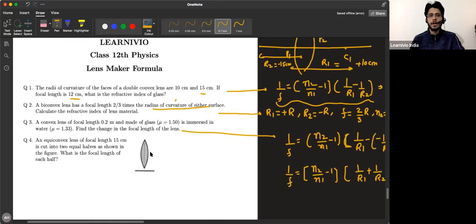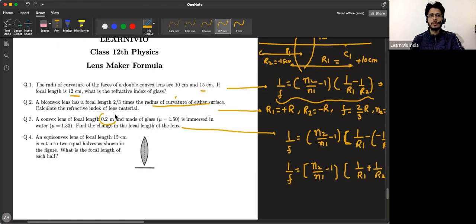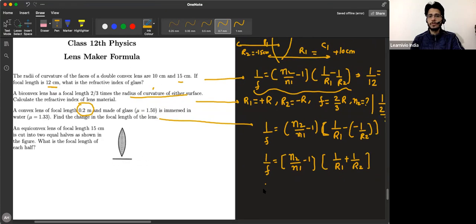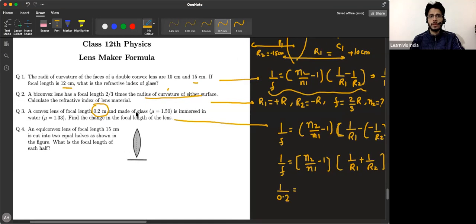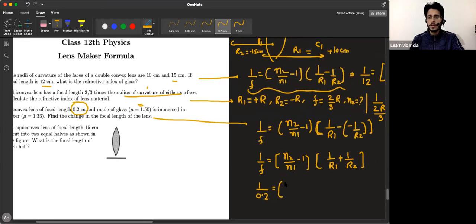So when you substitute the values, the focal length is 0.2 meter. So it's 1 by 0.2. It's N2 by N1. So N2 is 1.5, and initially your surrounding medium is air. N2 is 1.5 and the surrounding medium is air. So it's 1.5 by 1 minus 1, times 1 by R plus 1 by R. That's my first equation.